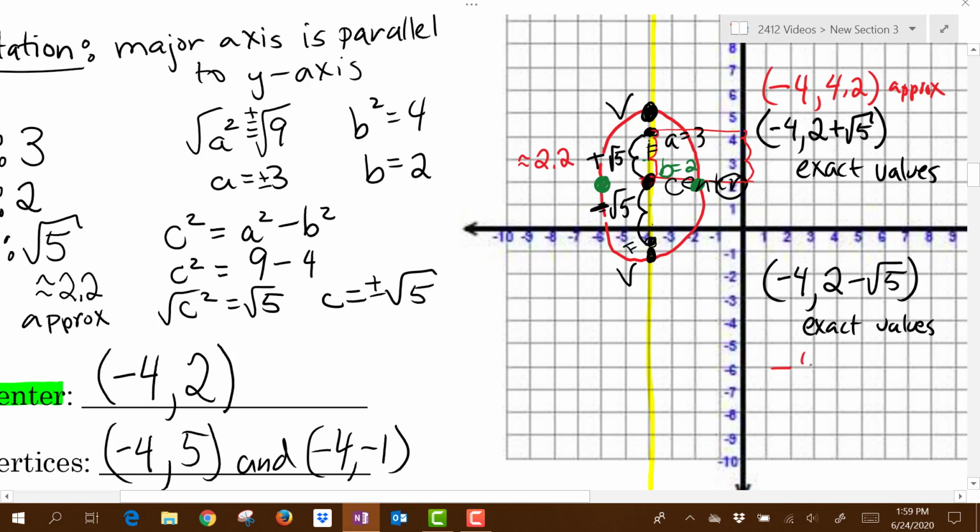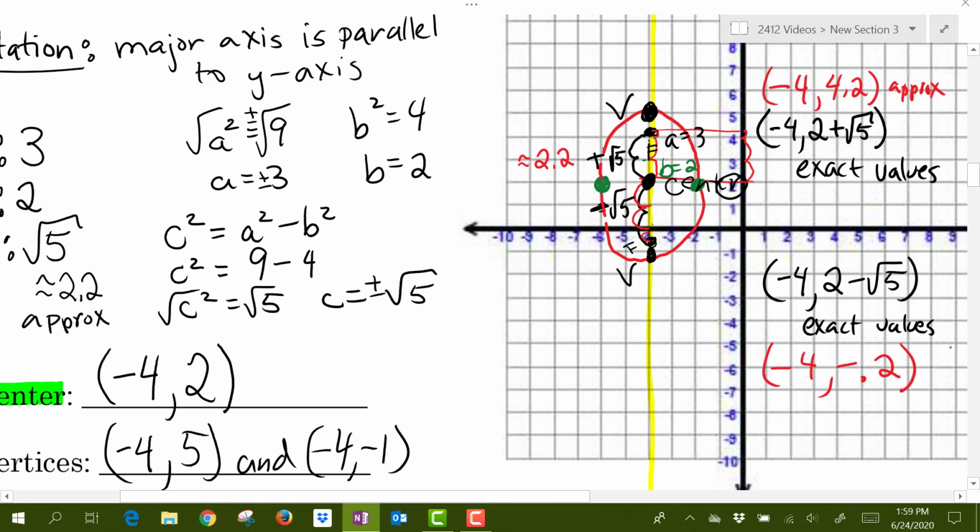Alright, now what about the bottom focus? The x value is still negative 4, that hasn't changed. The y value here is 2, and we went down 1, so that put me at a y value of 1, so I decreased by 1. Decreased by another 1, so that puts me at 0, and then I'm going to go down a little bit more, 0.2 more. That would actually put me at negative 0.2.